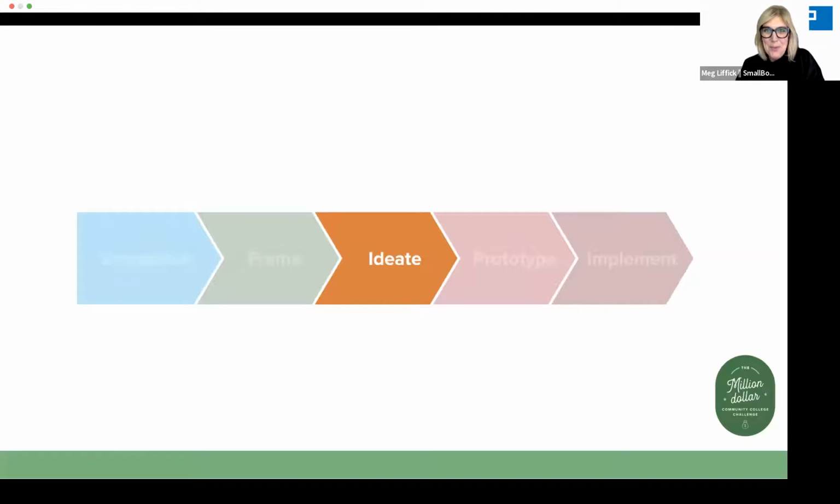Okay, we're moving into ideation. This is my favorite stage. This is when you take all the insights and information that you have gathered and organized to date and really begin to develop solutions. This is often where most people start. This is where I started for years and years in my career: what's the problem, let's solve it. I assumed I knew the problems and could come up with solutions on my own.